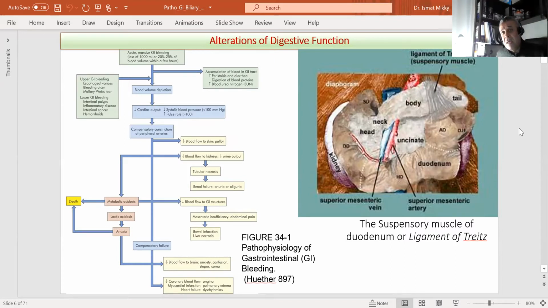The ligament of Treitz would be located on this slide right here. That is what divides the upper from the lower GI tract when we say upper GI tract bleeding or lower GI tract bleeding. So lower GI bleeding is below the ligament of Treitz, which is usually the bleeding from the jejunum, ileum, colon, and or rectum.